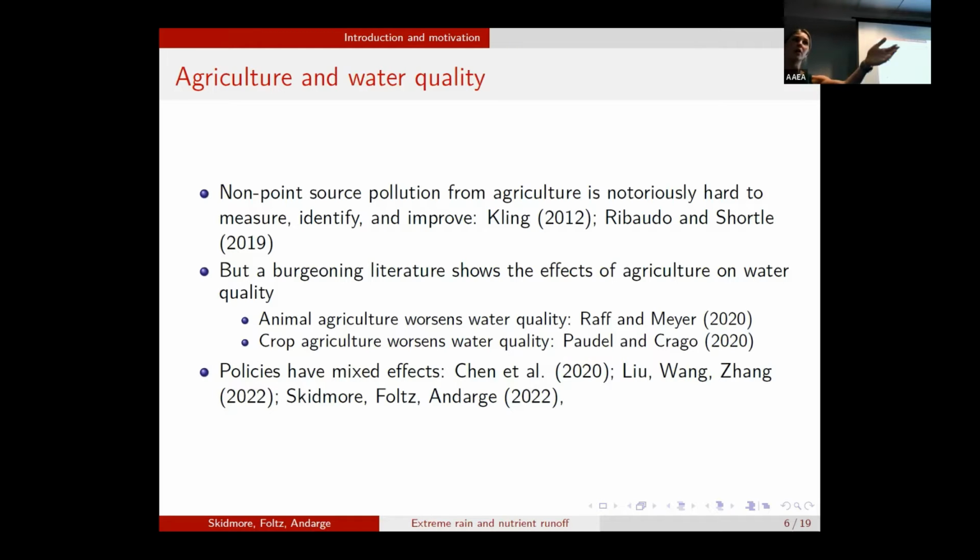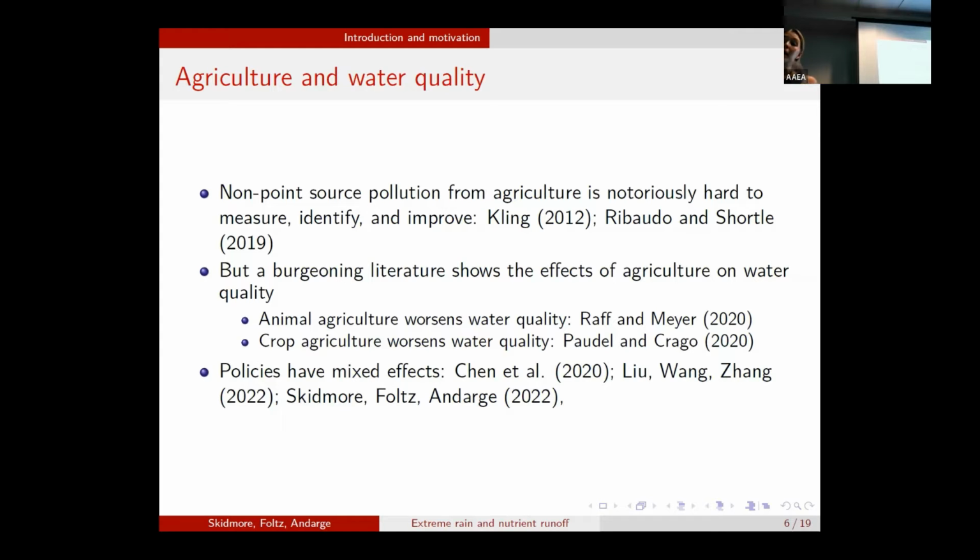So actually we have one of the pioneers in the literature in the room with us. So Zach Raff and his colleague in 2020 showed that animal agriculture, specifically large scale dairy farms, do have negative impacts on water quality. And then Podell and Crago more recently, or actually in the same year, excuse me, showed that crop agriculture and fertilizer also have a negative impact on water quality.